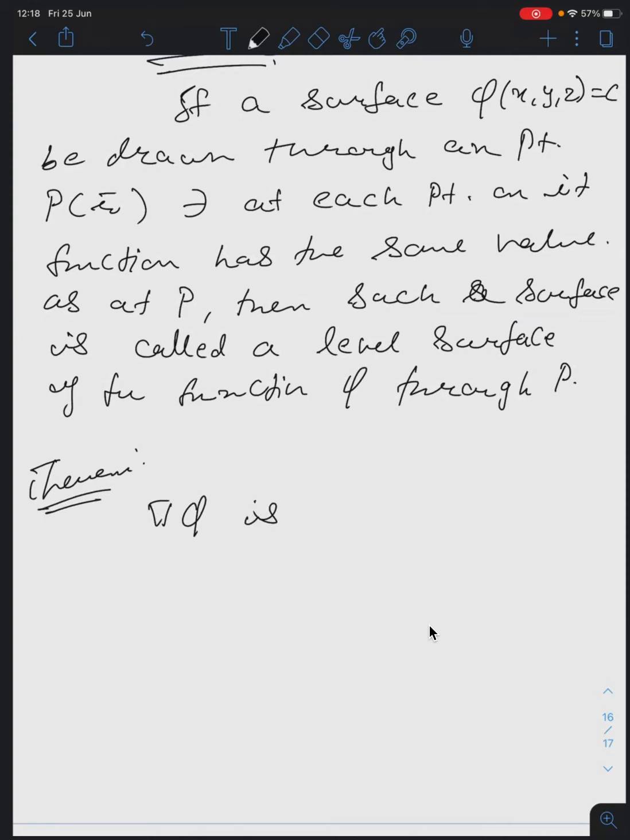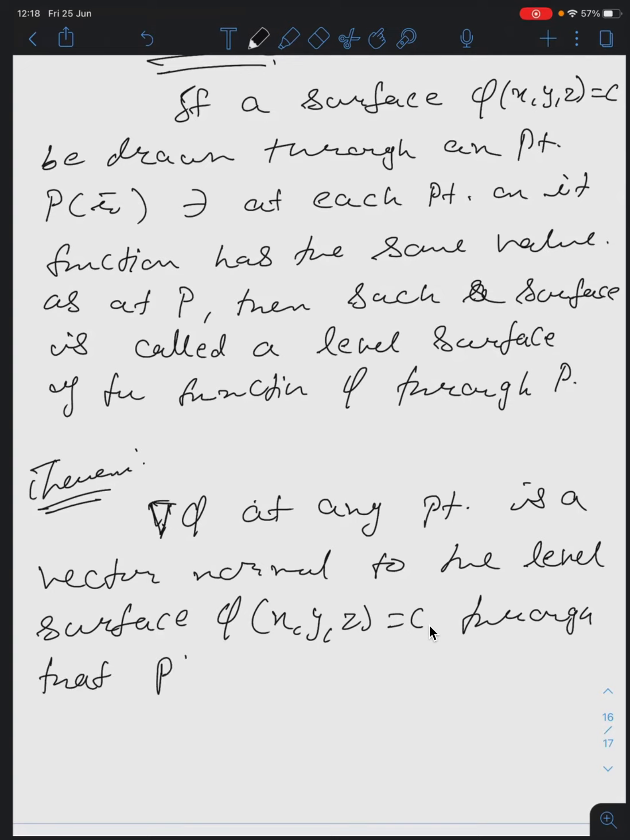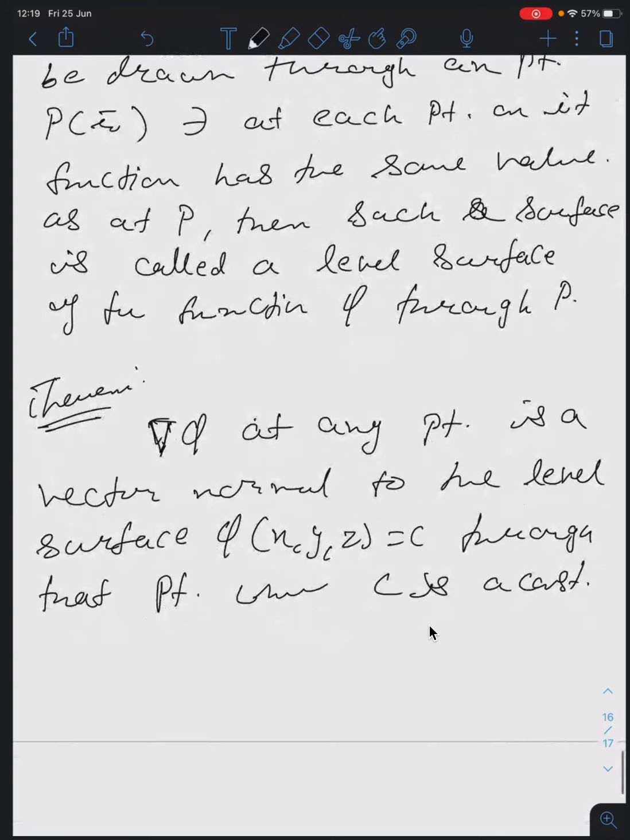Del phi at any point, that is, gradient of phi at any point, is a vector normal to the level surface phi of xyz equal to C through that point, where C is a constant. So what is gradient of phi? From this you can give the physical interpretation of gradient of phi.